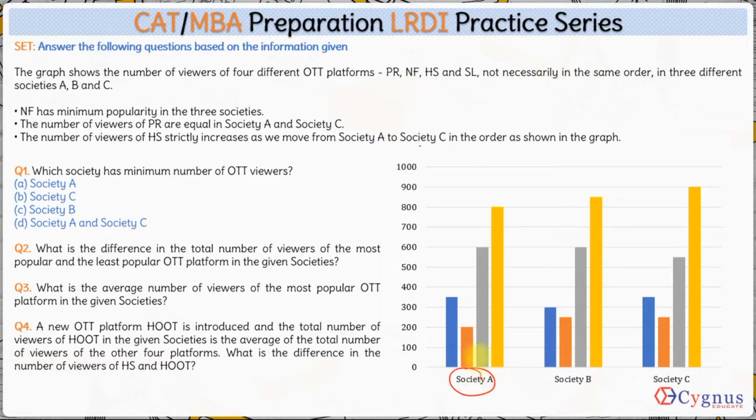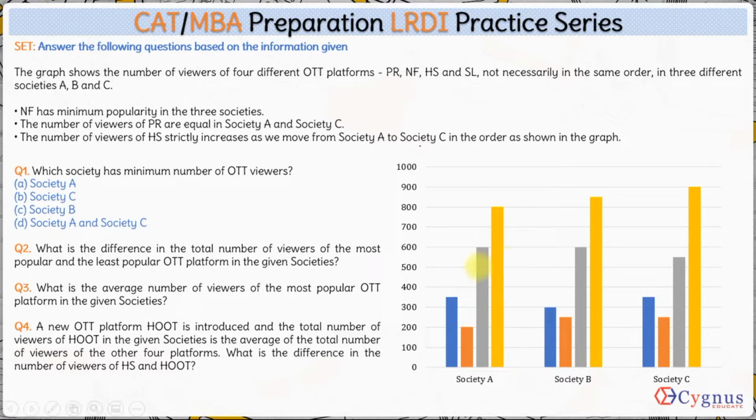For example, for society A, it is not necessarily the case that this first bar is for the platform PR. It is not necessary that this bar is for platform NF and so on. But whatever this platform is, the first bar is the same for all the societies. For example, if the first bar is for, let's say, the platform HS, then the first bar is for platform HS for all the 3 societies. This is pretty clear with the color coding that we have, right? But we don't know which platform this first bar is representing.